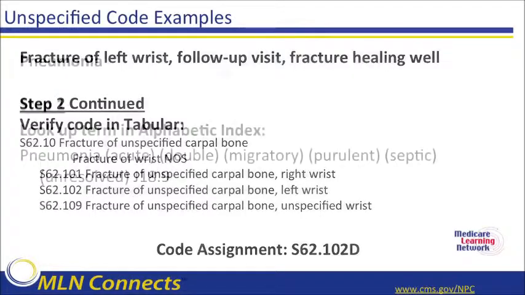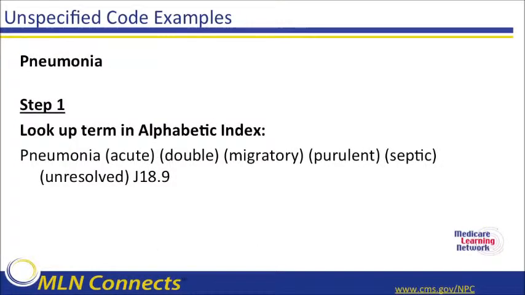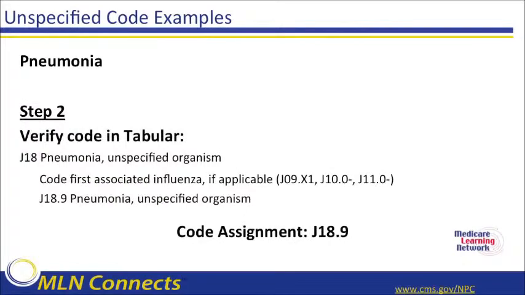On slide 40, the only information you know about the diagnosis is that it is pneumonia. Look up the main term pneumonia in the index, which directs you to code J18.9. On slide 41, when you look up J18.9, pneumonia unspecified organism in the tabular, you will see it is the correct code.